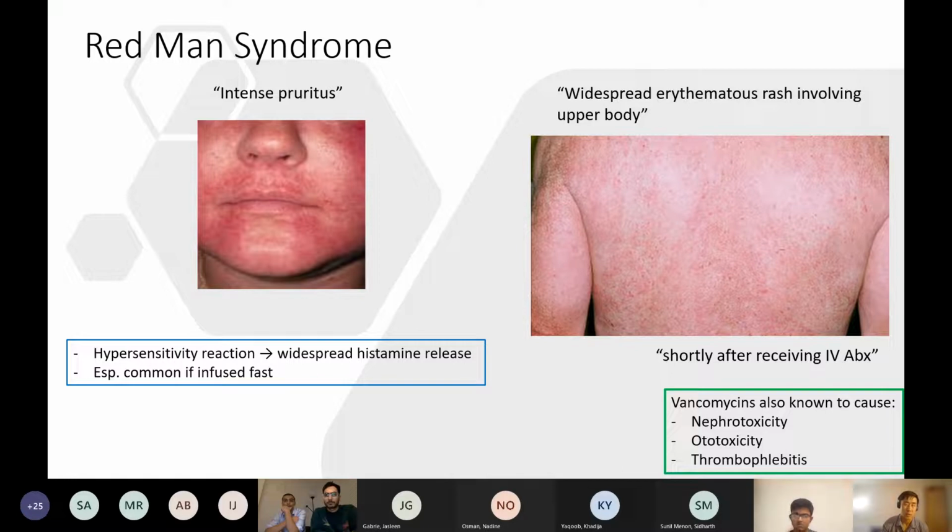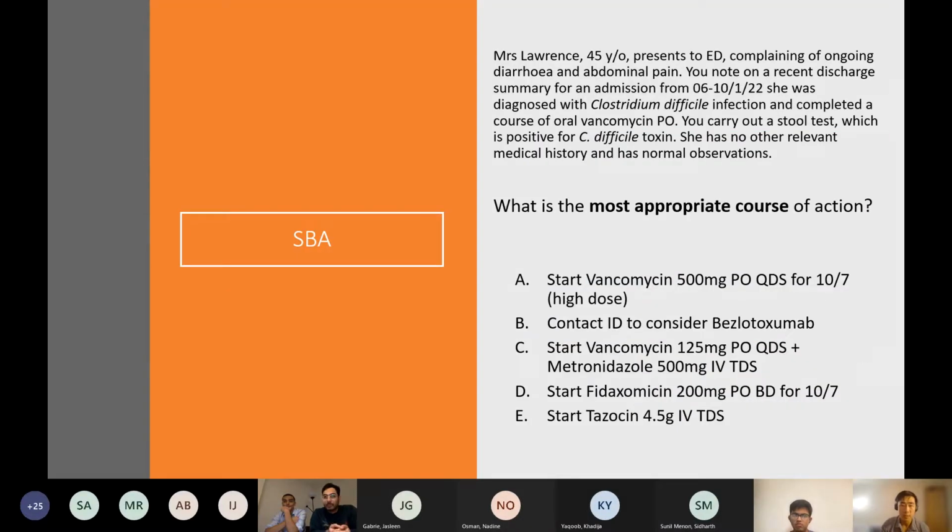So we don't see it that much now because we have guidelines about giving it at a specific rate. Onto a question. Oh, and here we go. There we go. Nephrotoxicity, ototoxicity, and rarely thrombophlebitis. Fine. Let's now go on to an SBA.